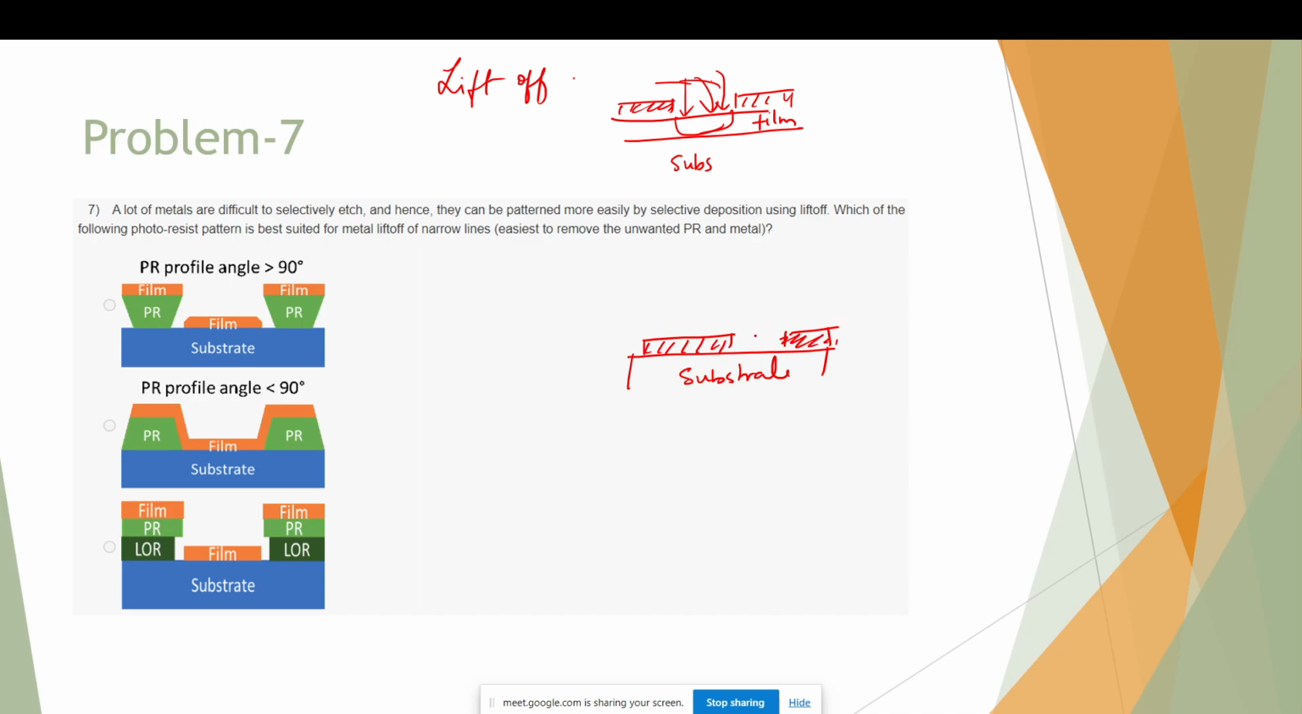So that pattern is transferred now. Now I will deposit the film. Say I have to deposit a gold film, so I will sputter gold on top of this. This is gold. Now in this case the deposition is forming a continuous layer, so this will be very difficult to lift off. So let me draw another.